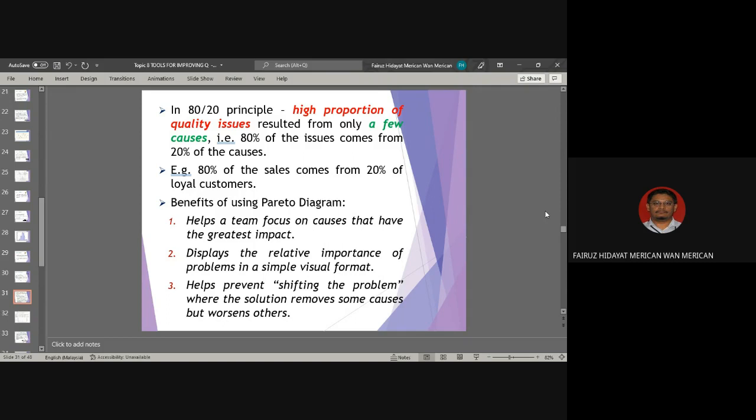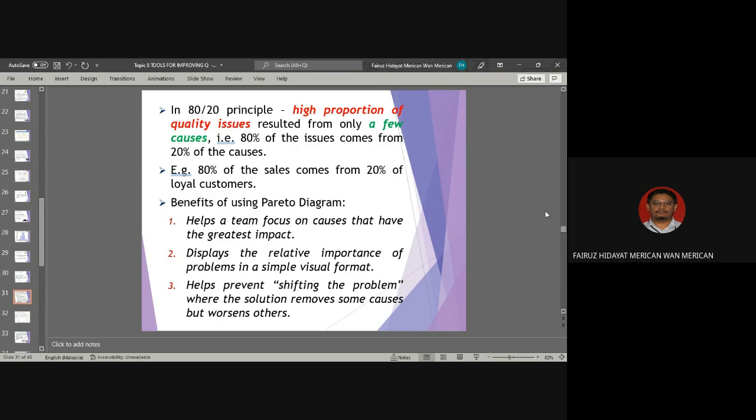Okay, that's the 80-20 principle. So again, 80% of the quality issues are the result of 20% of the major factors, and 20% of quality issues are the result of 80% of minor factors. So the focus of the company should be on those 20% major factors, and they will try to resolve those major factors so that they can improve the quality of the product or service or whatever is being evaluated.